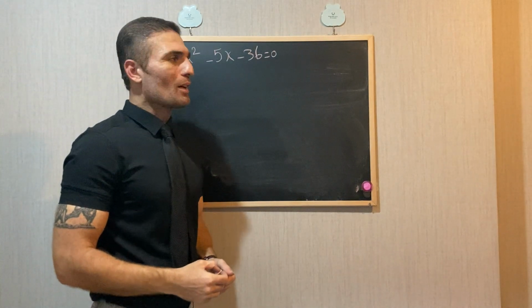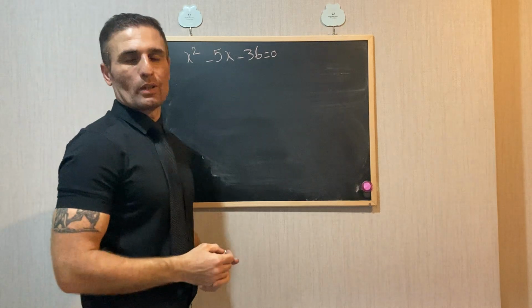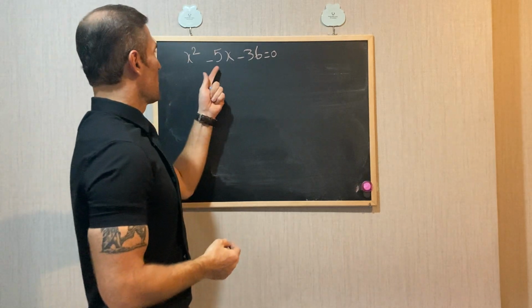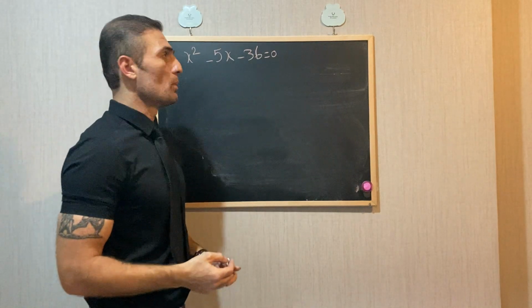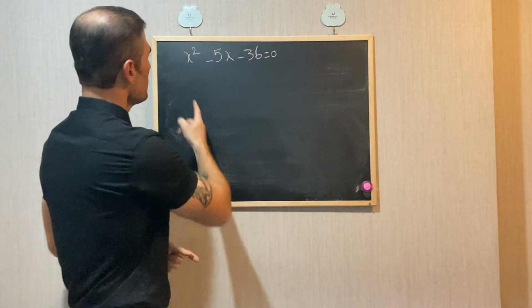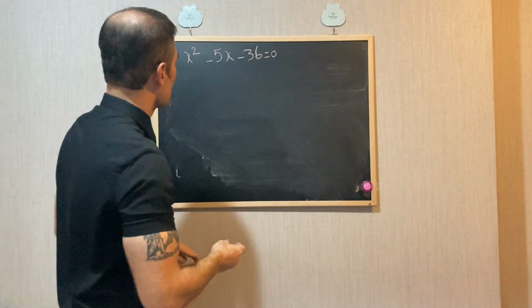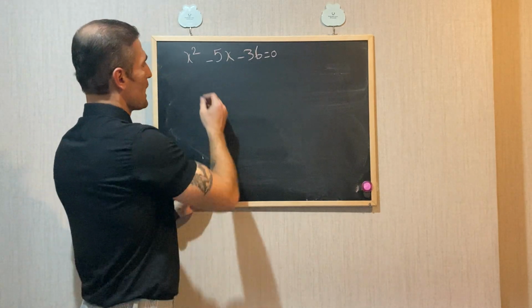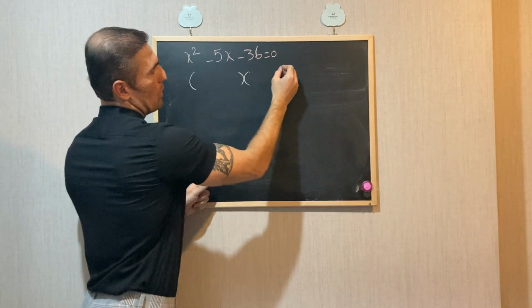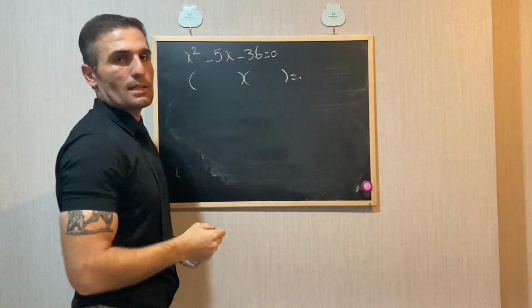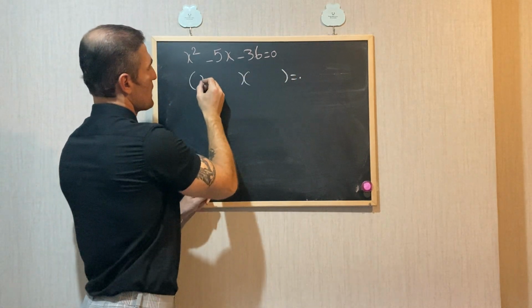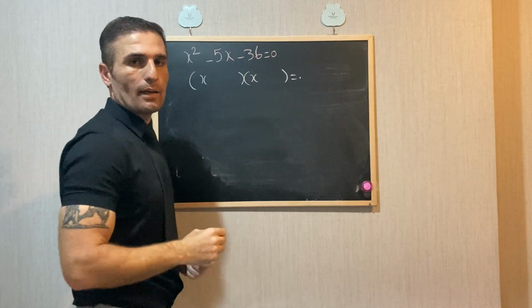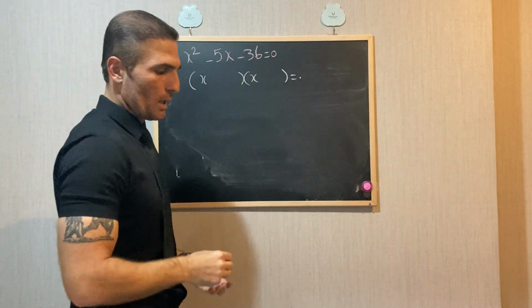In this lesson, we are going to solve this quadratic equation. A quadratic trinomial, because it has three terms. The leading coefficient is 1. That is why I can write it as a product of two factors. The first term of these two factors is x. But how can we find the second term?